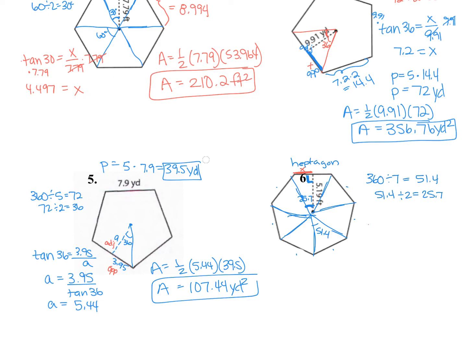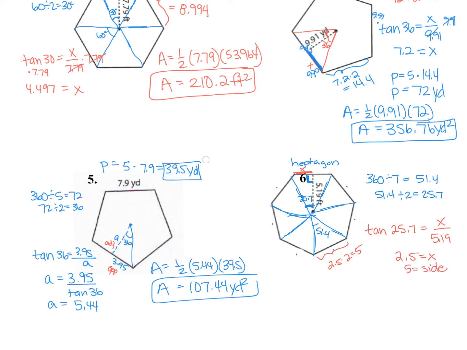So I know I'm going to be writing a tangent equation. Tangent of this 25.7 equals opposite over adjacent, which is 5.19. That's my apothem. And so now I'm going to multiply both sides by 5.19. I think when you do that, you should get 2.5 for x. So remember that the entire side then would be 2.5 times 2, or 5 units. I guess this is feet. So my entire side is 5.